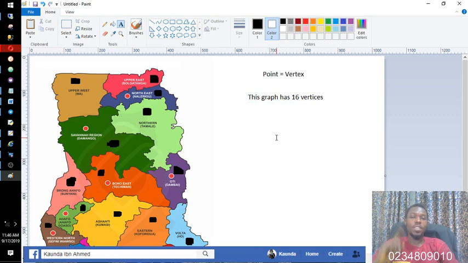Now, every region is connected to another region by road. So I think it was the brush I used. Let's use the same black. If you are moving from Upper West to Upper East, there is a road. If you are moving from Upper East to Savannah, there is a road. From here, there is a road. From here, there is a road. Then there is a road here, and here, and here, and here. From here to OT.